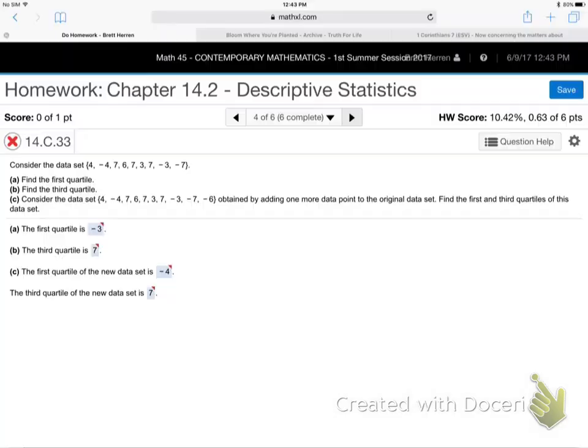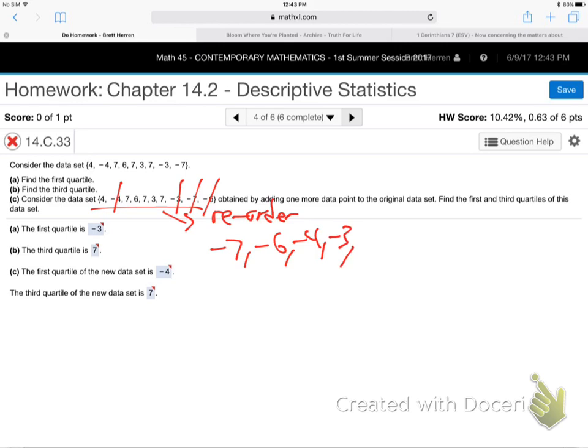So I'm going to go to a fresh screen and do that one, see if you're getting that. Okay, so we first have to reorder. I guess you could have just used the one from last time, kind of. -7, -6, -4, -3. And then what? 3, 4, 6, 7, 7, 7. Did I miss any? 1, 2, 3, 4, 5, 6, 7, 8, 9, 10. 10 numbers. And yeah, so there they are reordered.